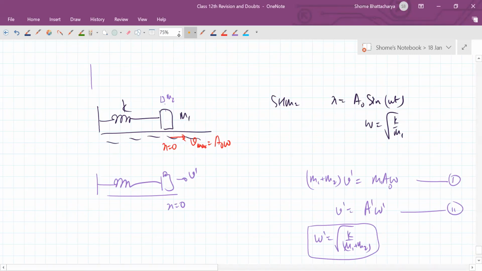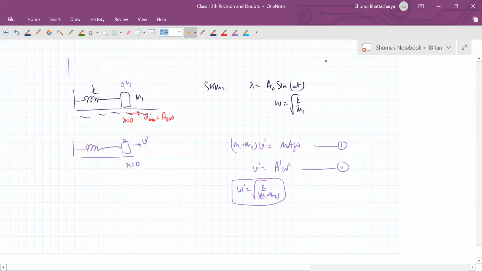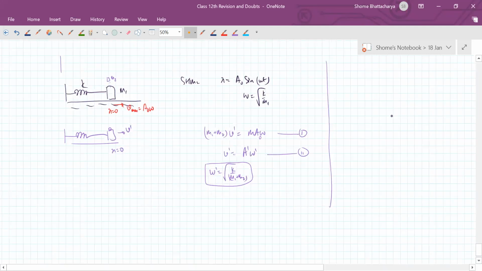So understood now, Bhumik? Now we have to make an angular version of this. So in the angular version, your disk, which has mass m, radius r, is already spinning because of that coil spring. So it is doing angular SHM with theta equal to theta naught sine omega t. Now in this, what is my omega?